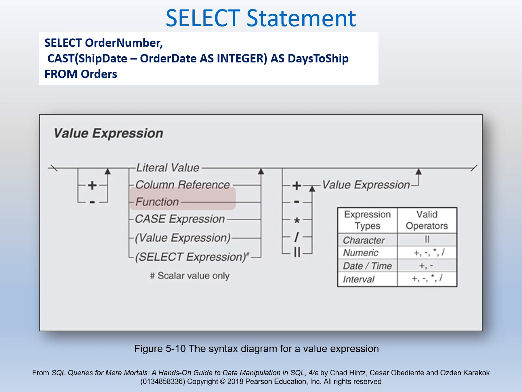What the cast function is doing is taking the result, which is a date, and converting it to an integer. With the as, we are renaming the result to days to ship. And of course, we have our from clause, which includes our table name.